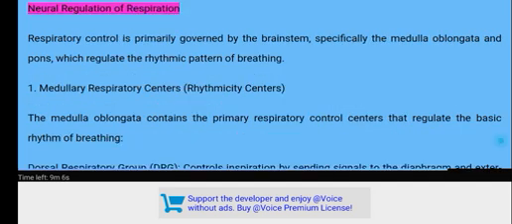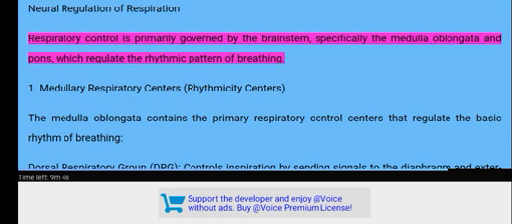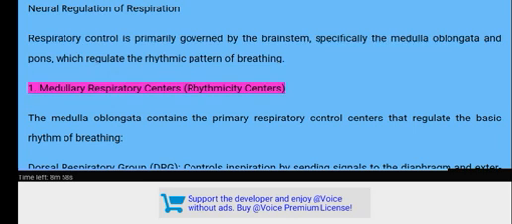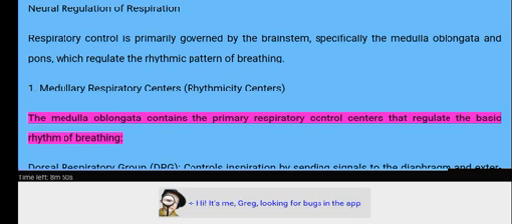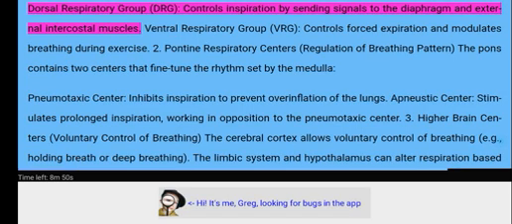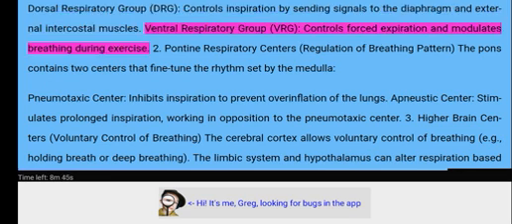Neural regulation of respiration. Respiratory control is primarily governed by the brainstem, specifically the medulla oblongata and pons, which regulate the rhythmic pattern of breathing. 1. Medullary respiratory centers, rhythmicity centers. The medulla oblongata contains the primary respiratory control centers that regulate the basic rhythm of breathing. Dorsal respiratory group, DRG, controls inspiration by sending signals to the diaphragm and external intercostal muscles. Ventral respiratory group, VRG, controls forced expiration and modulates breathing during exercise.